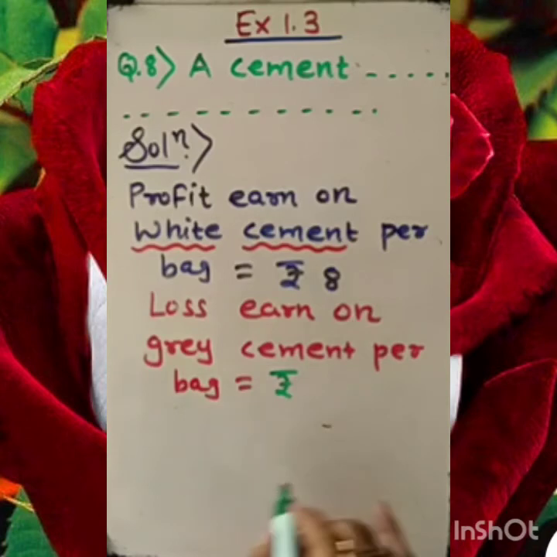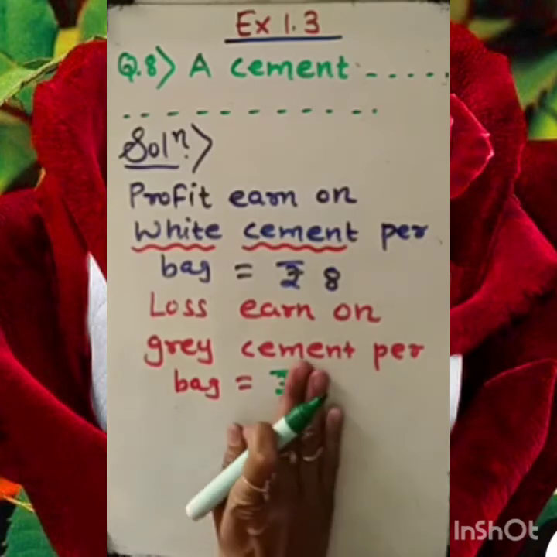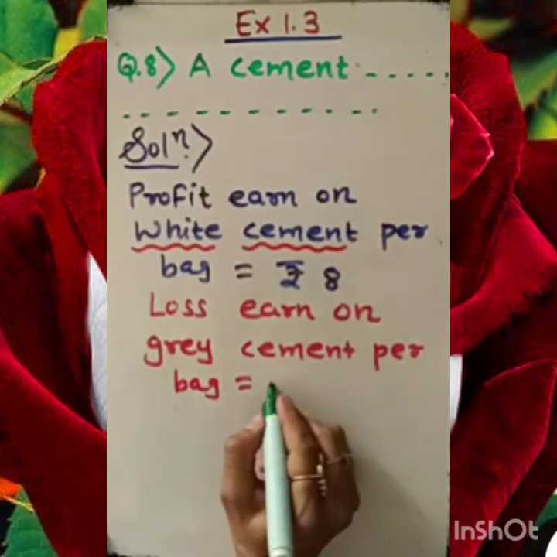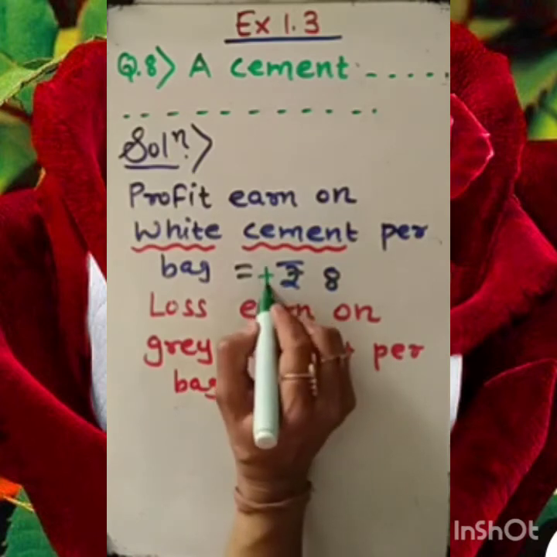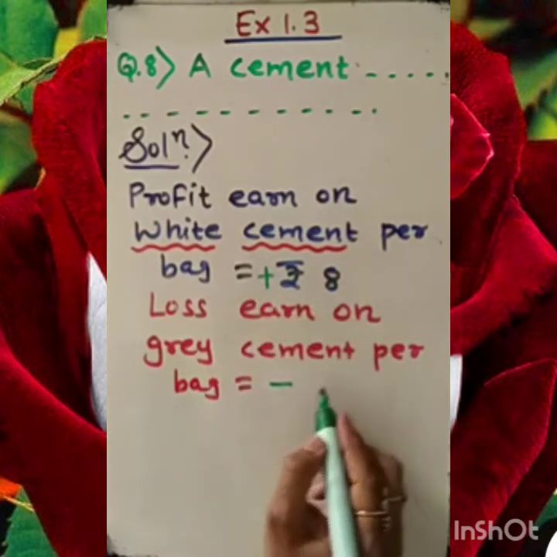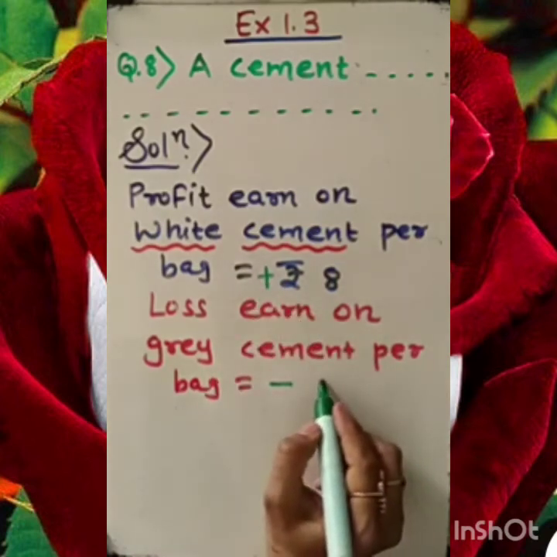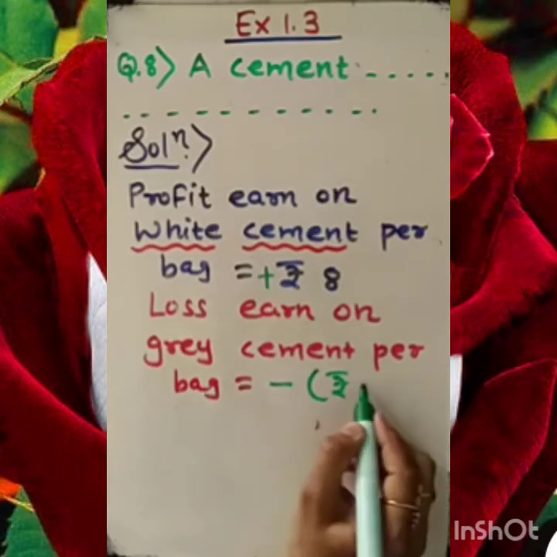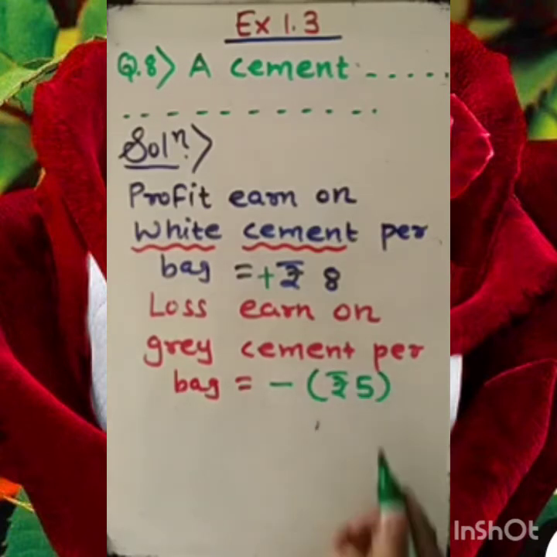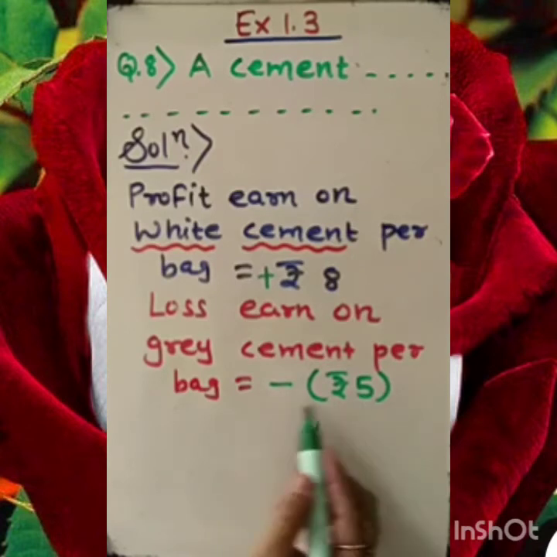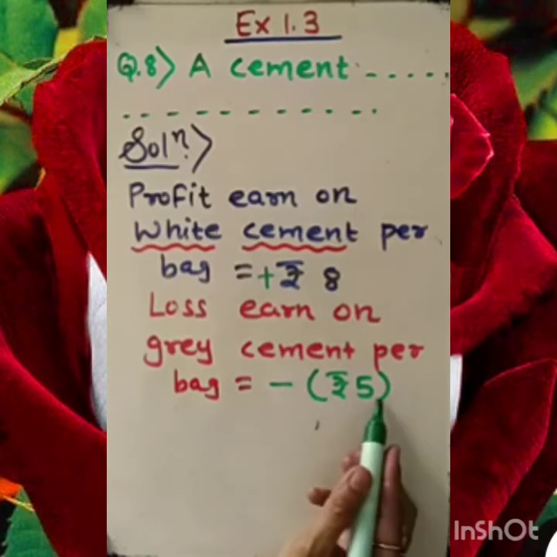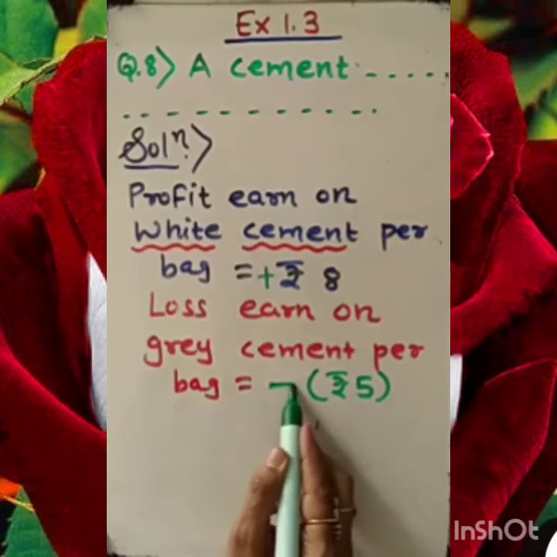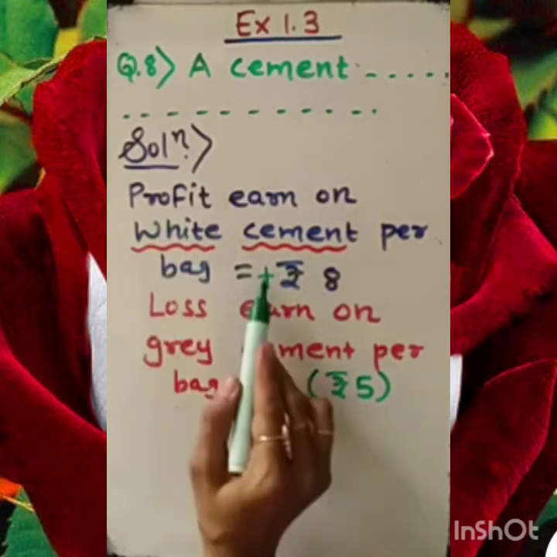And of course, dear student, you know loss is calculated in minus. Profit will always be plus and loss will be calculated as minus. So it is rupees 5, and we need to mention here minus 5. Minus indicates loss and plus indicates profit.